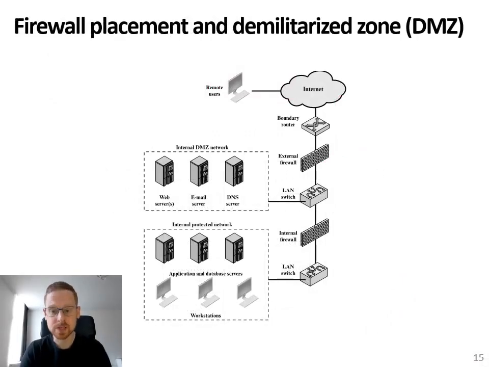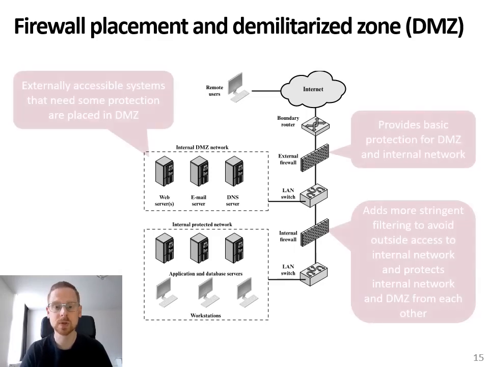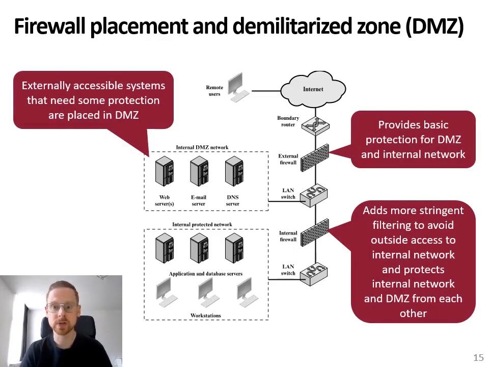Large-scale modern enterprise networks are usually split into different parts, and they contain a so-called demilitarized zone, or DMZ. This DMZ contains servers that need to be externally accessible, for example, through the internet. This could be a web server, an email server, DNS server, VPN server, and so on. As such, these networks have multiple firewalls. The first one is the external firewall. It provides basic protection to the DMZ and the internal network.